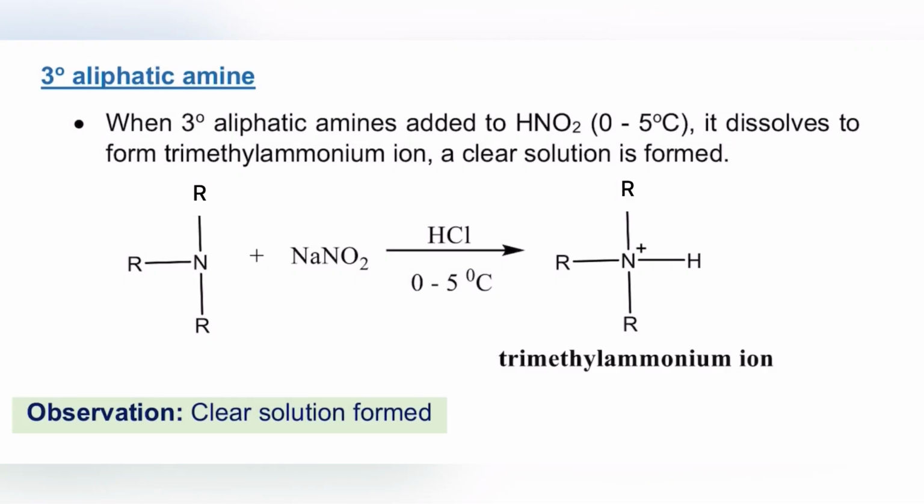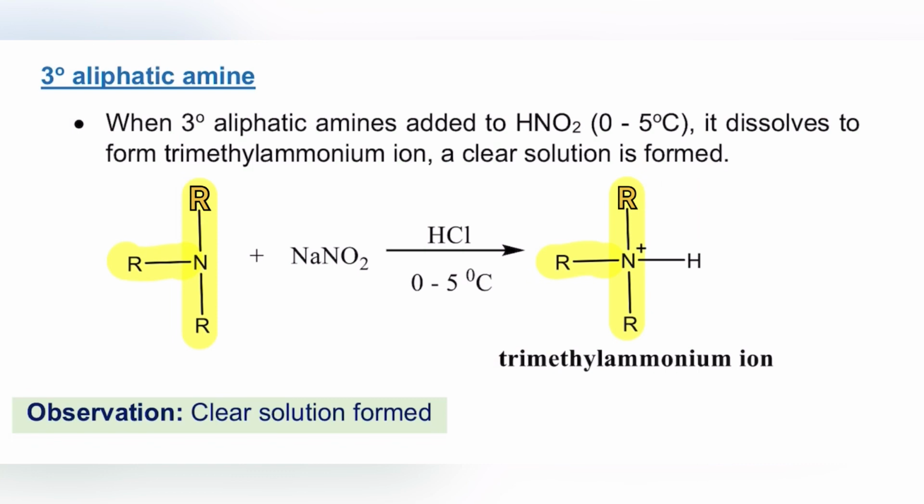Next, kita ada tertiary aliphatic amine. Tertiary aliphatic amine, dia adalah reaction yang berlaku apabila awak add nitrous acid to form trimethyl ammonium ion. Trimethyl ammonium ion ni dia punya bentuk as observation adalah clear solution. So this clear solution, macam yang saya mention tadi, kita akan kekalkan struktur yang sama, semua sama, kecuali awak punya nitrogen akan dapat positive ion. Dan positive ion ini akan attach dengan H. So, dia akan attract Cl- ke arah dia dekat sini.